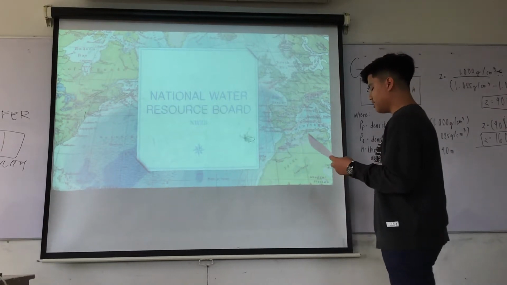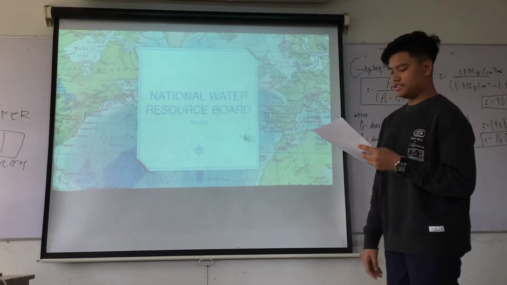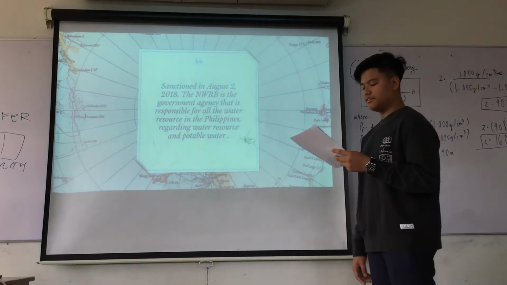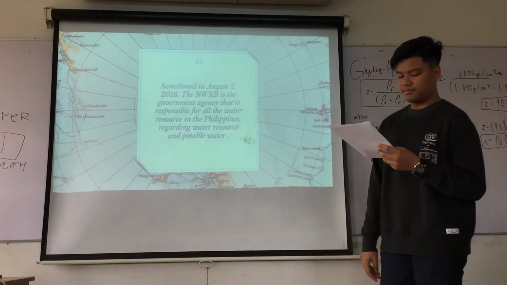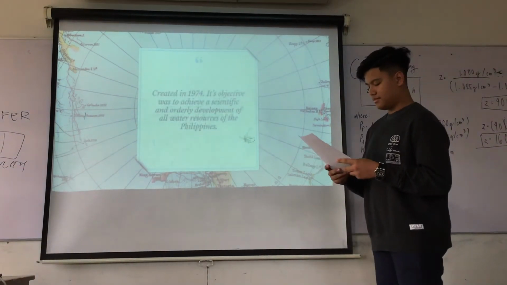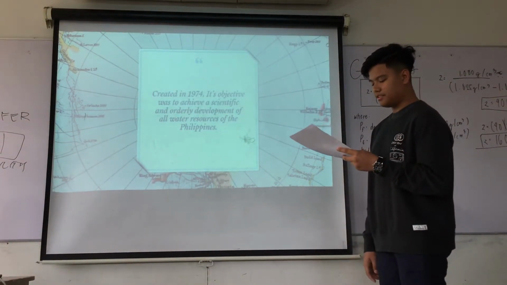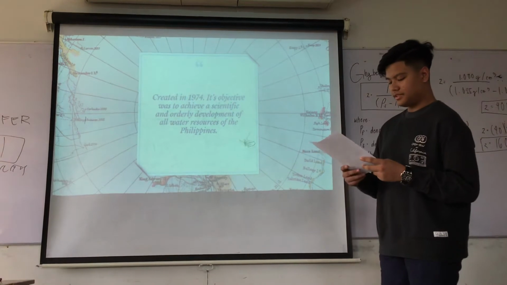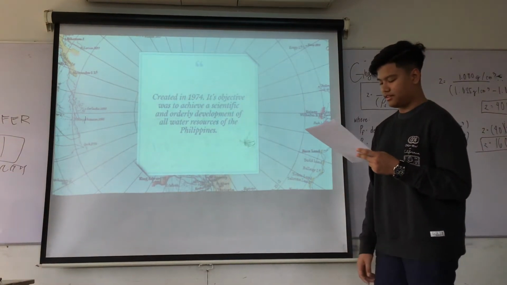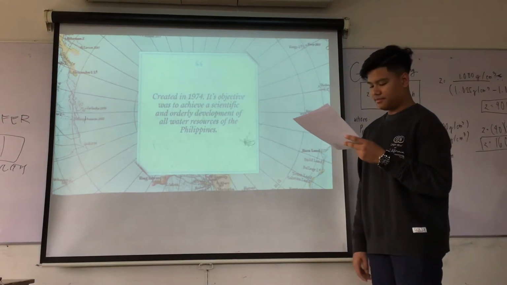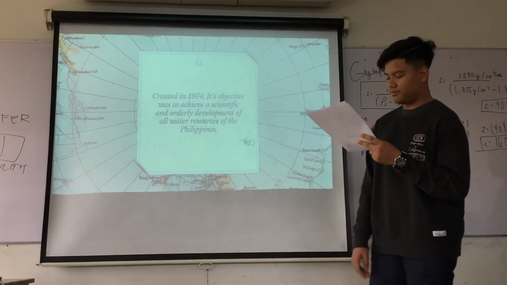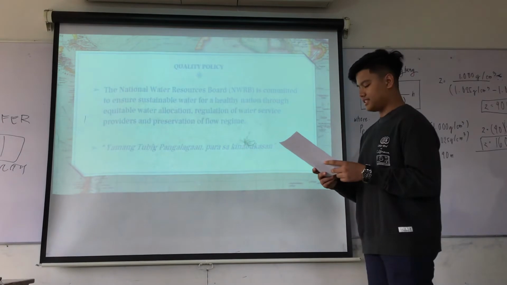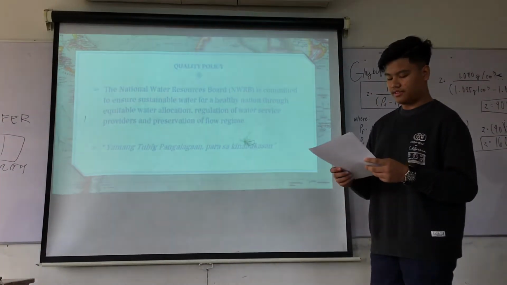The National Water Resources Board is the government agency responsible for all water resources in the Philippines, regarding water resources and potable water. It coordinates and regulates all water-related activities in the country that have impact on the physical environment and the economy. It was created in 1974 as the government coordinating and regulating agency for all water resource management and development activities. It is tasked with the formulation and development of policies on water utilization and appropriation, control and supervision of water utilities and franchises, and the regulation and rationalization of water rates.